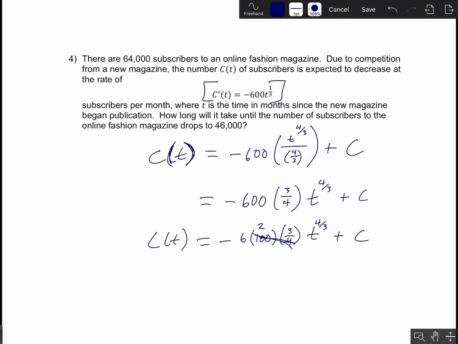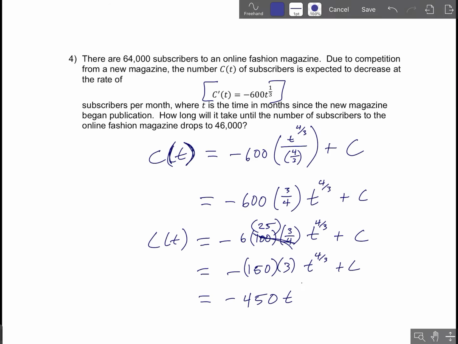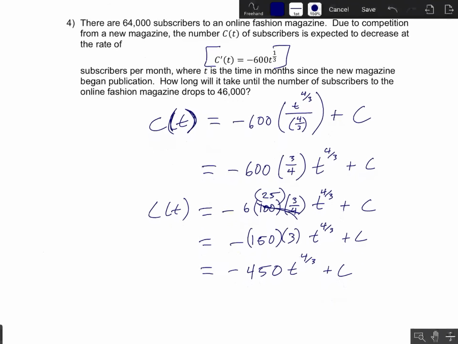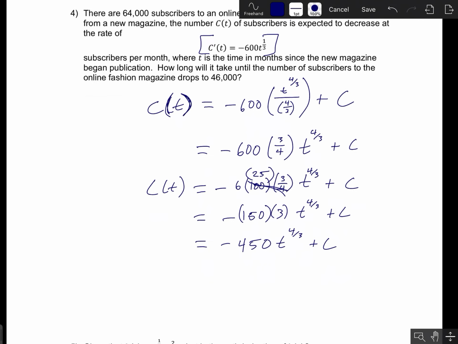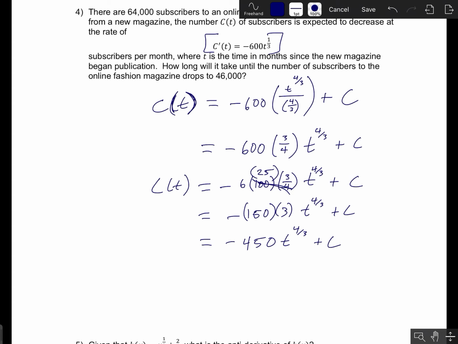So I have a 100 divided by 4. I know what that one is. That's 25. And then this would be a negative 6 times 25 times 3. So that would end up being 6 times 25 is 150, and then times the 3. And that ends up giving me negative 450 t to the 4/3 plus C. You might have seen that right away, but for some reason my brain's not working. So this is what we get as our antiderivative.